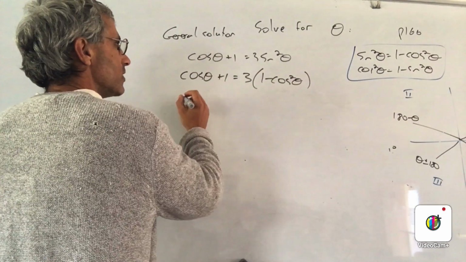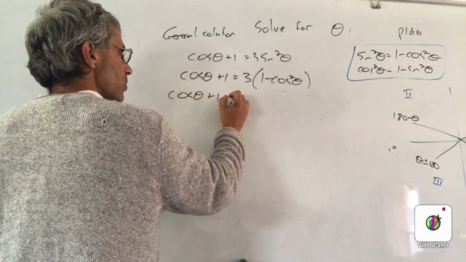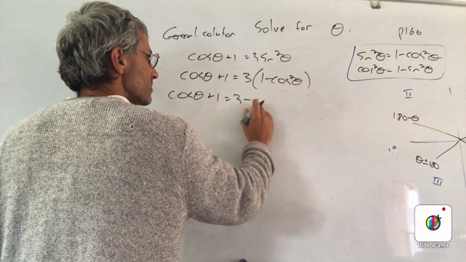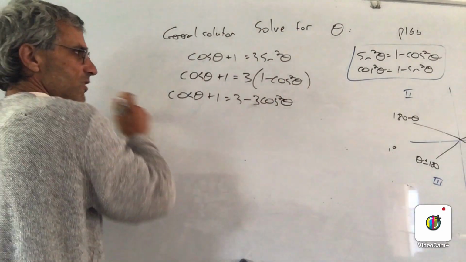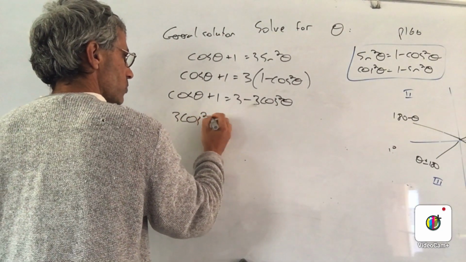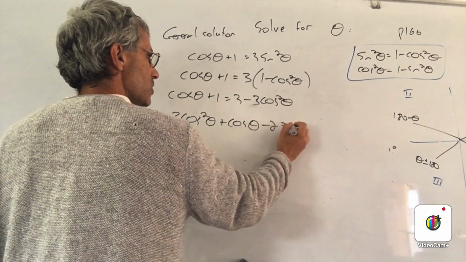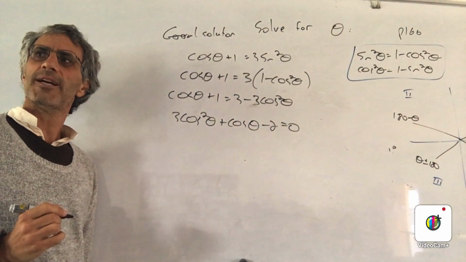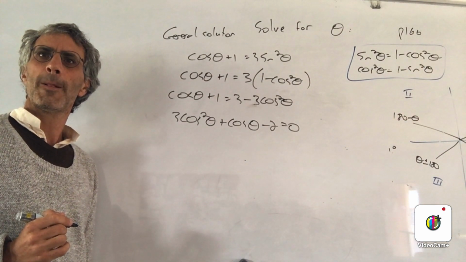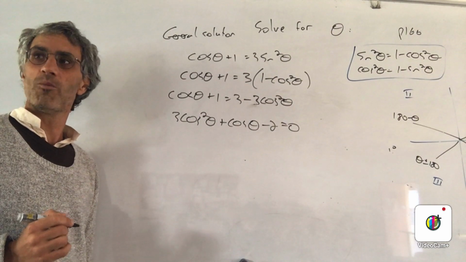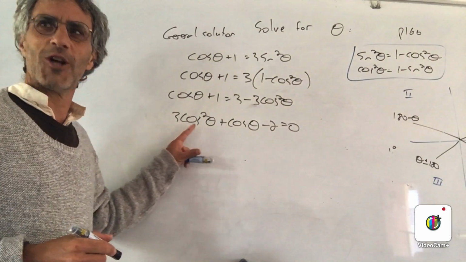Let's get it all to one side. I'll write it slowly. Cos theta plus 1 equals 3 minus 3 cosine squared theta. Now we're going to move everything to one side. So we're going to have 3 cosine squared theta plus cosine theta minus 2 equal to 0. Can you see what I've done here? What am I going to do now? It's a trinomial, isn't it? Just instead of x, I've got cos.